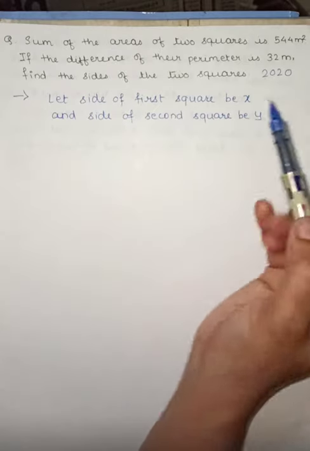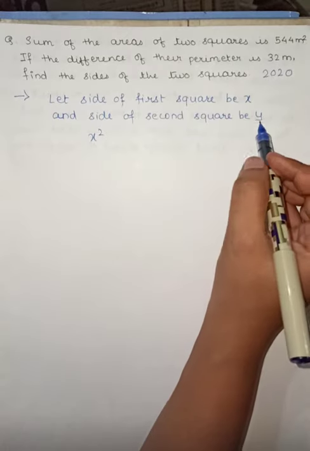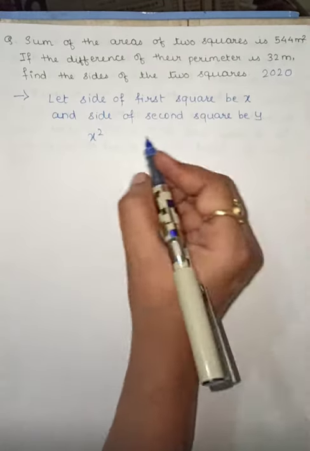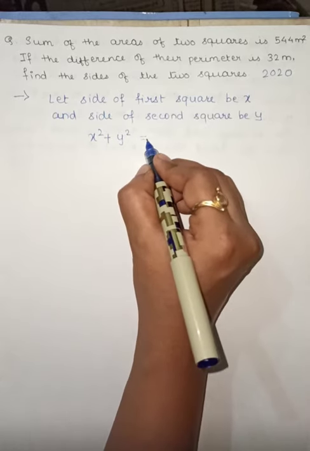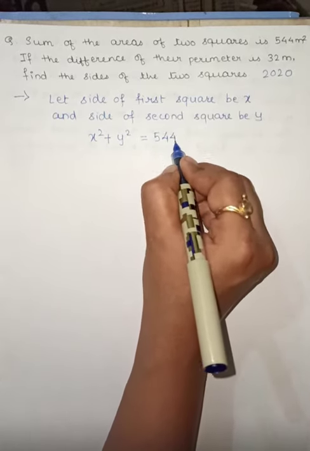So what is the relation given? Sum of the areas. Now what is the area of the first square if its side is x? It will be x square. And what will be the area of the second square if its side is y? It will be y square. And their sum, so plus, is given equal to 544.